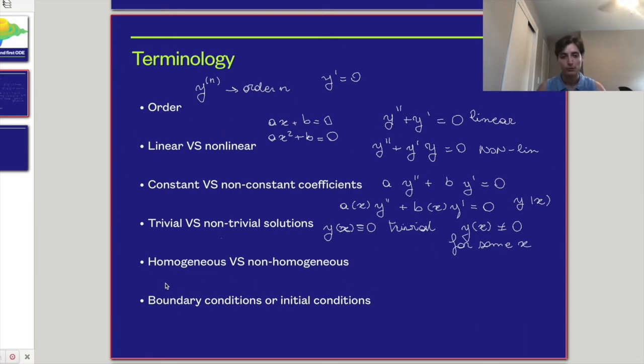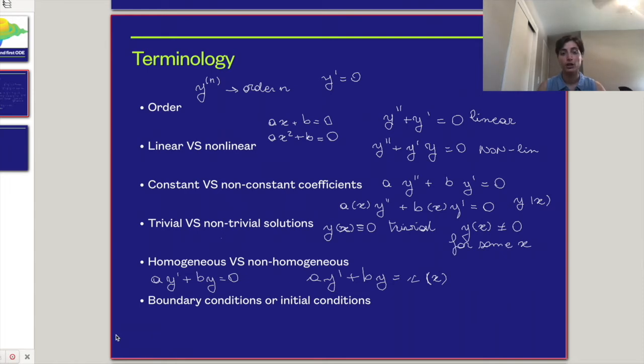So homogeneous would be something like a y prime plus b y equals 0. Non-homogeneous would be a y prime plus b y equals c. c could be itself a non-constant coefficient, so it could be depending on x itself, but it's not multiplied by y in any way or form. That's why it's non-homogeneous.